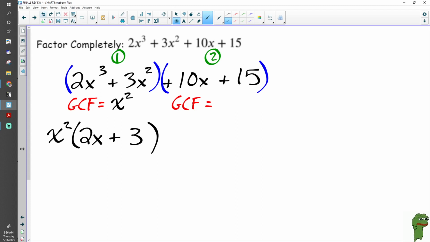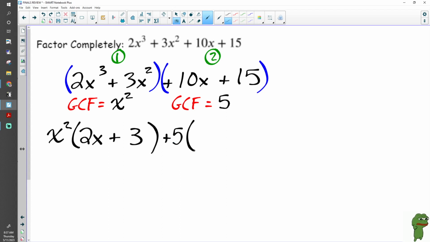Now we're going to do the exact same thing for group number 2. So we're going to ignore group number 1. It doesn't exist to us right now. And now we're going to find a new GCF. What can you divide 10 and 15 by? 5. Can you take an x away from both? No. The 15 doesn't have an x, so we can't take what's not there. So if I divide both of these by 5, again, a positive 5 is what we're taking out, so that's going to go out front.